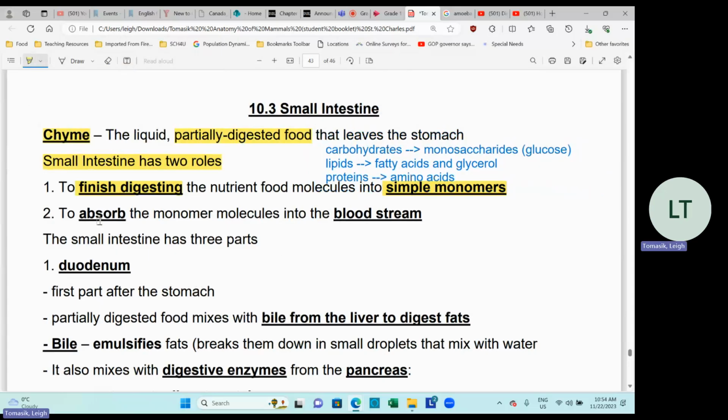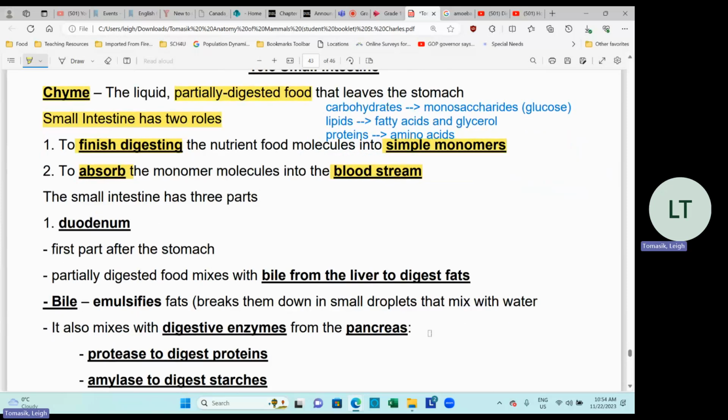So the first step is to finish digesting, and turn everything into monomers. The second step is to absorb the monomer molecules and put them in the bloodstream so that the circulatory system can take them around to all of the different parts of the body. Your small intestine has three parts. The first part is called the duodenum. Sometimes I hear this pronounced differently, and that's fine too. It doesn't really matter. It is the first part of the small intestine after the stomach.